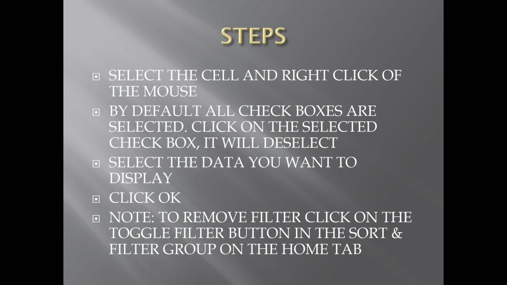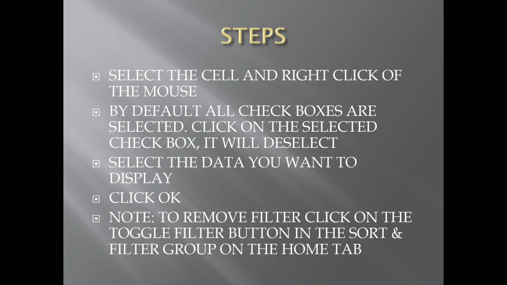Okay, when you use filter, again if you have to remove filter, how will you remove it? In the home tab only, you will get a toggle button in the sort and filter group. So you just click on that and your filter will be removed from the table.